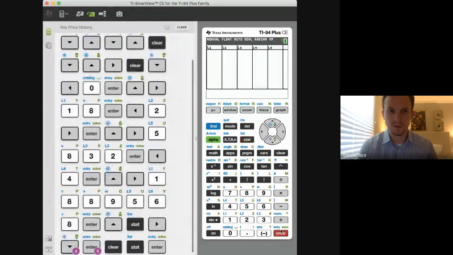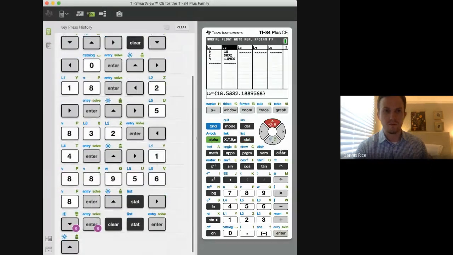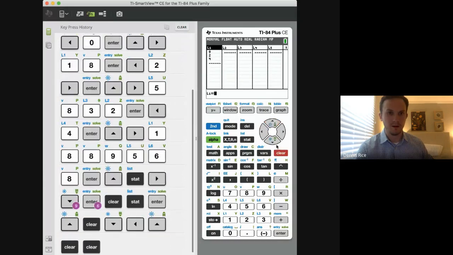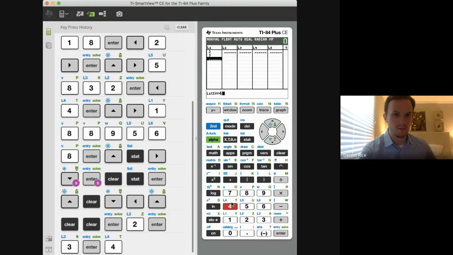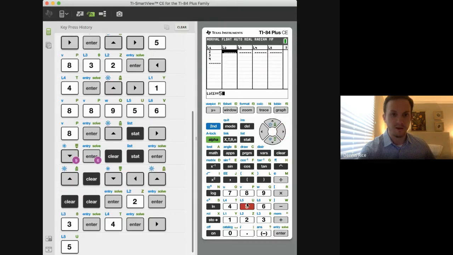Okay, it's not much to get. So I'm going to clear out what was there, highlight the top, hit clear. Under L1, I'm going to type in my x values here, which in this case, I'm on problem 13, are 2, 3, 4, 2, 3, 4. And the corresponding y values are 5, 15, 45. Okay?